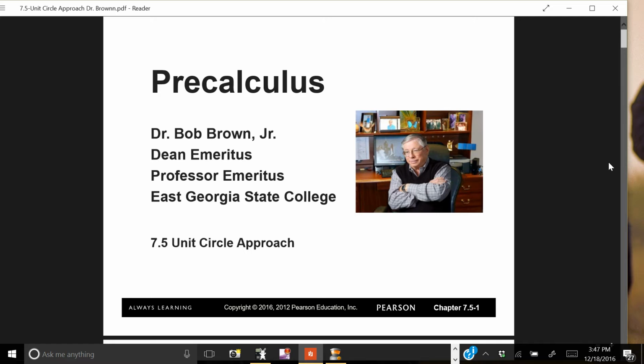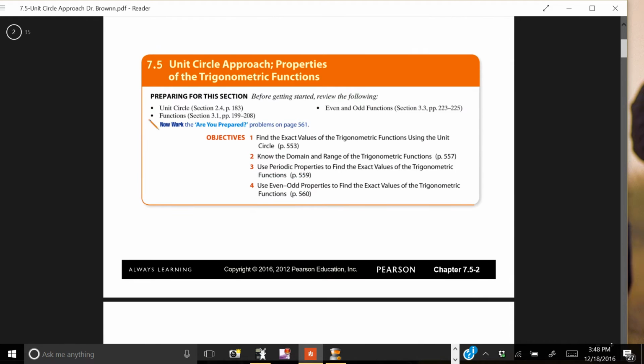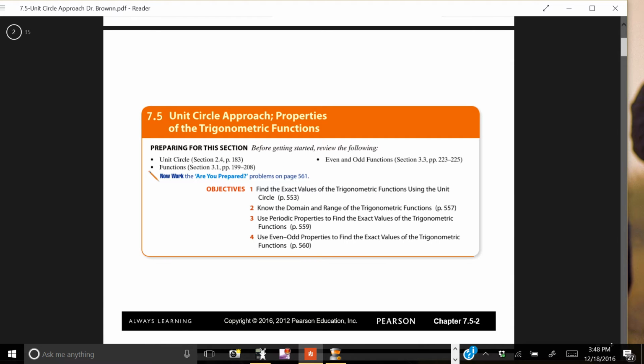In this chapter, we're going to look at trigonometric functions in a slightly different way, called the unit circle approach. Some of the items we're going to be covering are how to find the exact values of the trig functions using the unit circle approach.